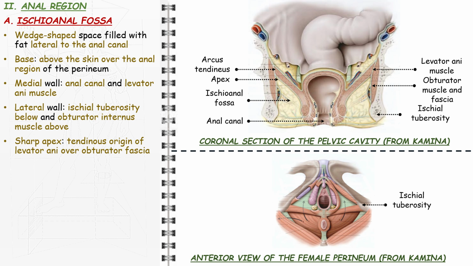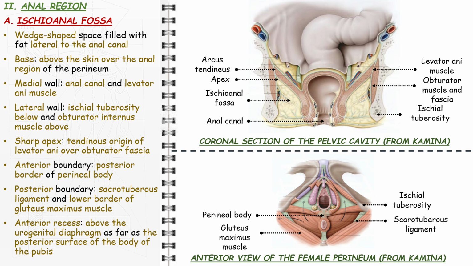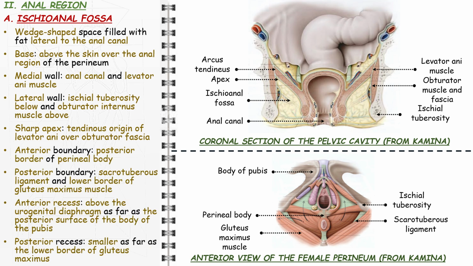At the base, the anterior boundary is the posterior border of the perineal body and urogenital diaphragm, and the posterior boundary is the sacrotuberous ligament overlapped by the lower border of gluteus maximus. Each fossa has an anterior and a posterior recess. The anterior recess passes forwards above the urogenital diaphragm as far as the posterior surface of the body of the pubis. The posterior recess is smaller and extends from the lower border of gluteus maximus to the underlying sacrotuberous ligament.